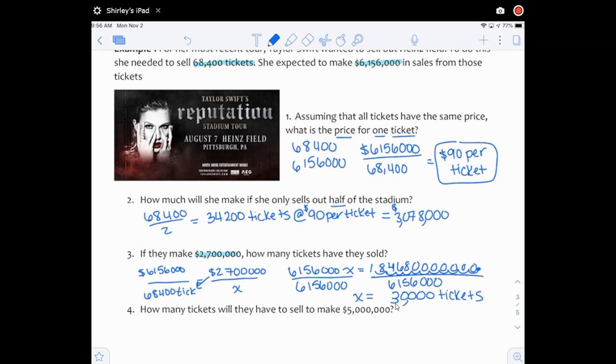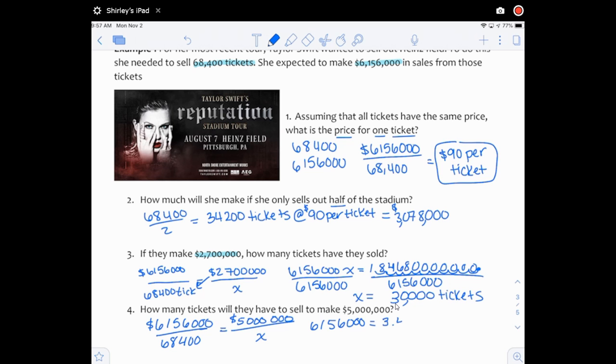Okay, we're going to do the same thing for number 4. How many tickets will they have to sell to make $5 million? So I'm going to keep my proportion the same, money over tickets. So now I'm looking at 5 million. And I want to know how much that is. So we're going to go through that same process, cross multiply. Multiply my bigger numbers, 68,400 times 5 million gives us, again, scientific notation.